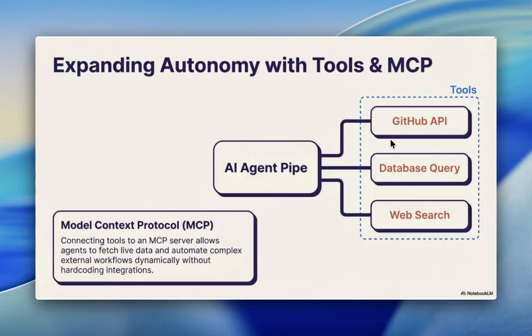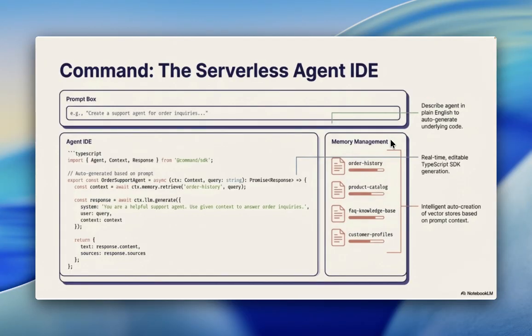Expanding autonomy with tools and MCP. An AI agent pipe can use a GitHub API, database query, or web search. You have the Model Context Protocol. Connecting tools to MCP servers allows agents to fetch live data and automate complex external workflows dynamically without hard-coding integrations.